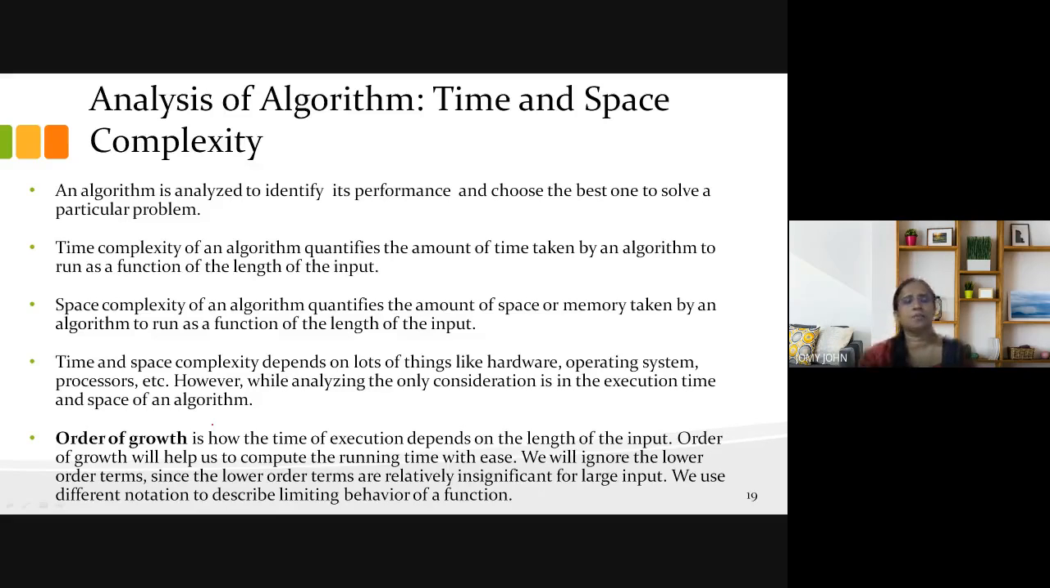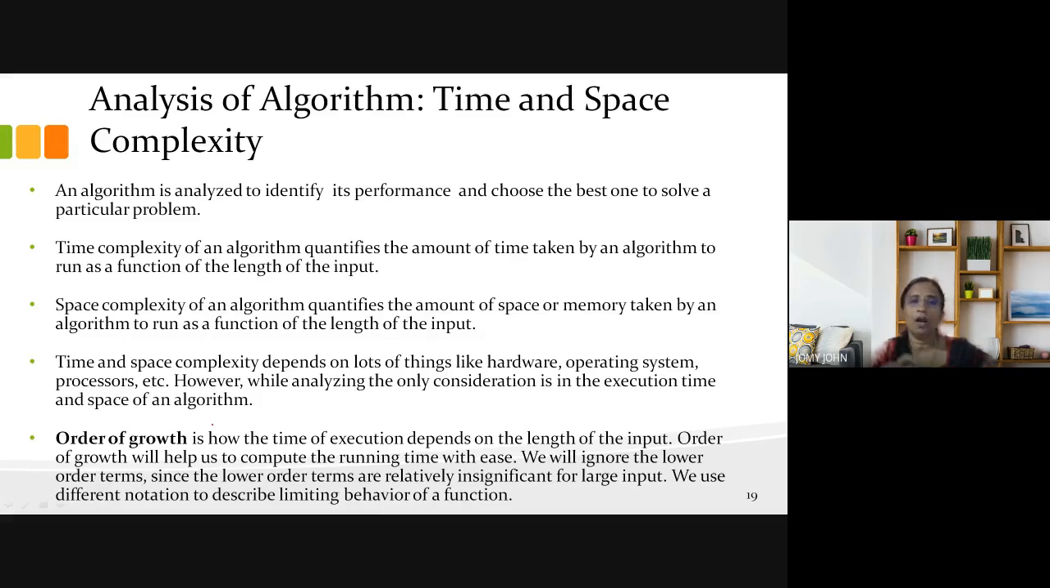Now let's see some of the aspects of analyzing an algorithm. Two important ones are time complexity and space complexity. What's time complexity? That means how much time an algorithm takes to complete. Space means how much space is required to implement this algorithm. When we are implementing this algorithm, how many bytes or megabytes are required to run it. An algorithm is analyzed to identify its performance and choose the best one to solve a particular problem.